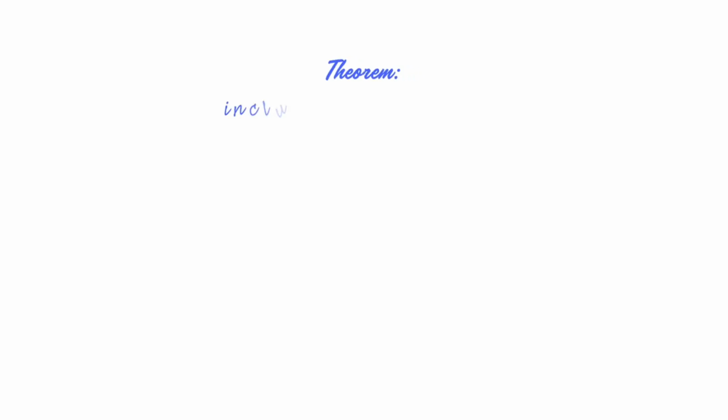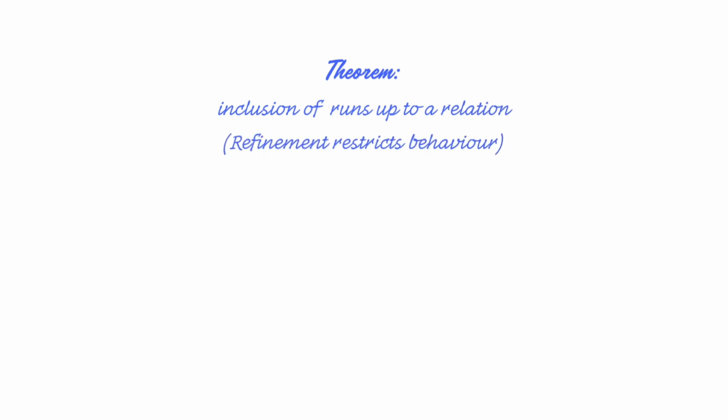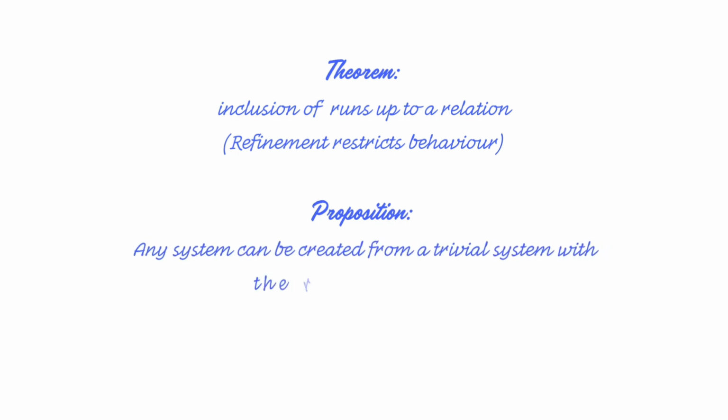We prove 2 key mathematical properties. First, when a system is refined, all its possible runs are included in the runs of the previous system, up to a relation. Intuitively, refinement restricts behavior. It does not invent new unexplained behavior. The second mathematical property is that starting from a trivial system with one automaton composed of one state and one single loop, we can construct any system using refinement operations alone. We call this property completeness.